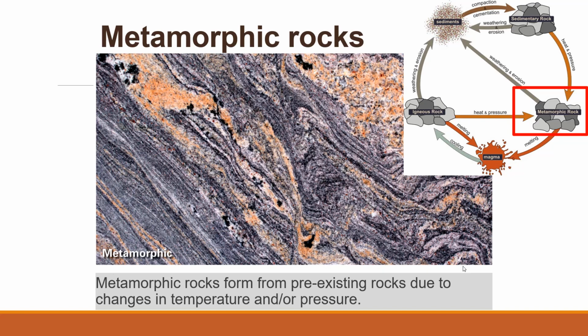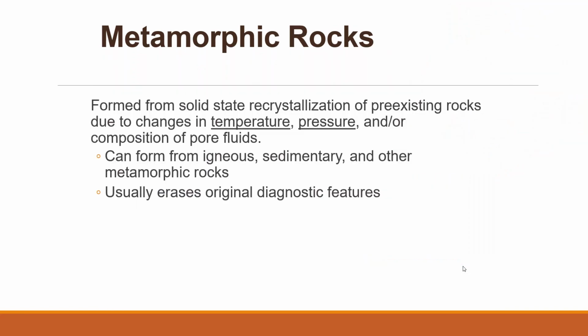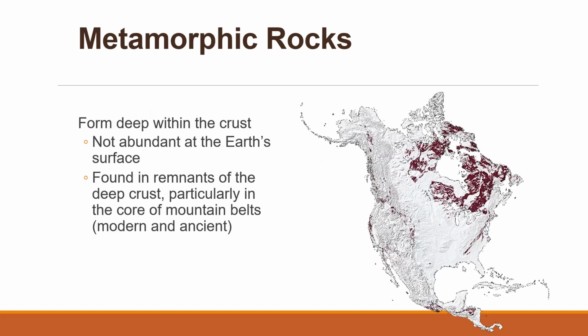Metamorphic rocks form from a pre-existing rock that is going to change due to changes in temperature and or pressure. So if you heat it and apply pressure to it, it can change. They are formed from solid state recrystallization of pre-existing rocks due to changes in temperature and pressure, or composition of pore fluids. So they can form from igneous, sedimentary, and other metamorphic rocks. It typically will erase original diagnostic features. So you're basically starting fresh.